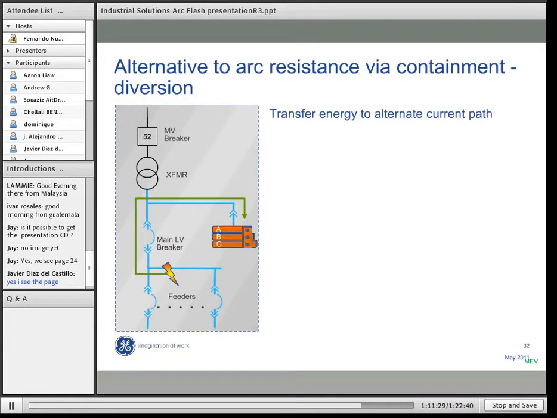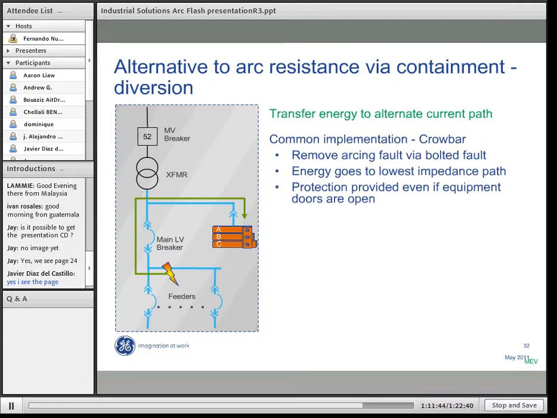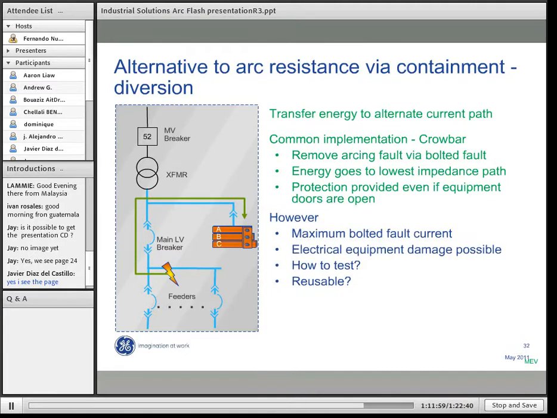And a new device that has just come out is an arc diversion that transfers the arc energy to an alternate current path. And okay, the most common implementation is a crowbar that just short circuits the arc, and this, however, can cause equipment damage and is probably not always reusable.